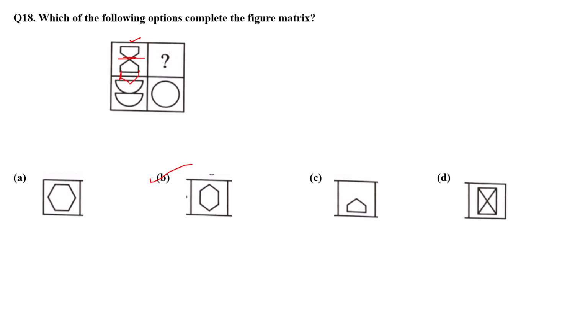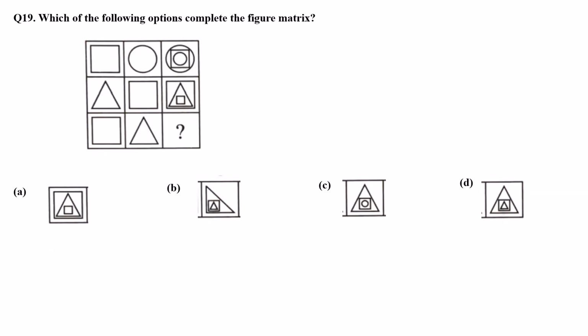So you are going to get the figure which is given in B. So answer is B. Now question number 19, which of the following options complete the figure matrix? If you see here, the figure which is given in the first and the second row, if you observe the pattern, two figures are given, one is a rectangle, one is a circle, and in the third figure, the rectangle is inside the circle.